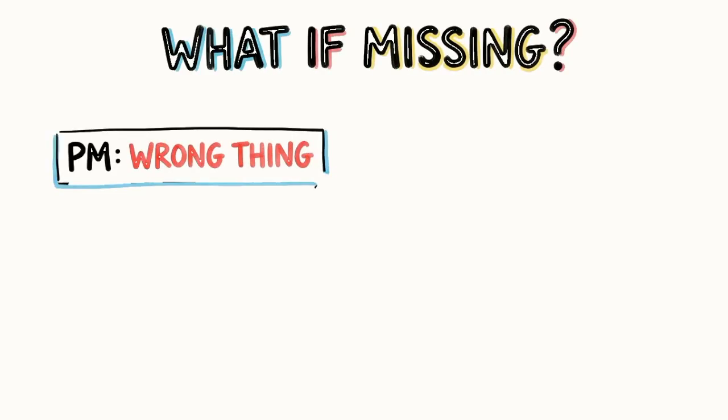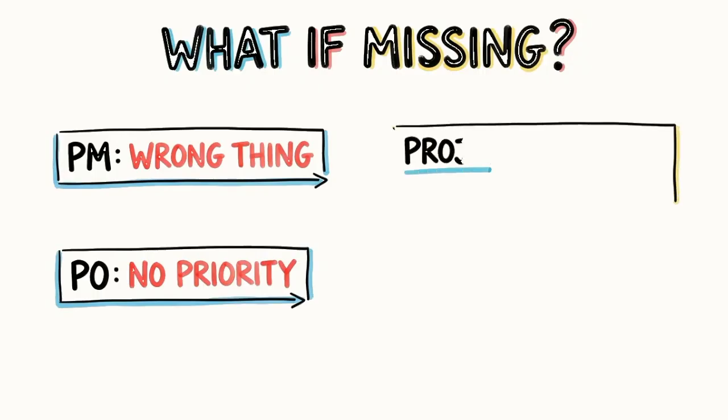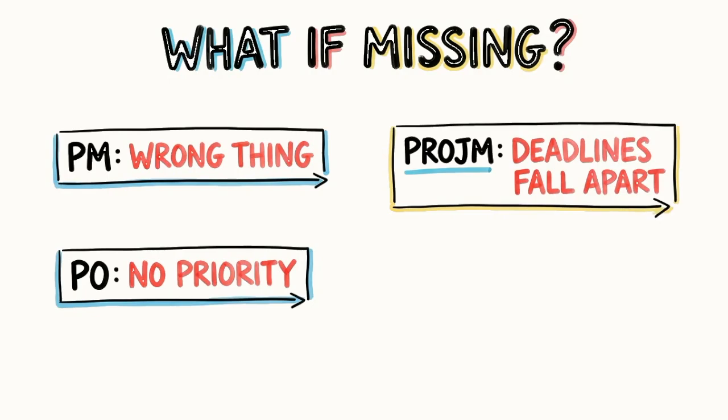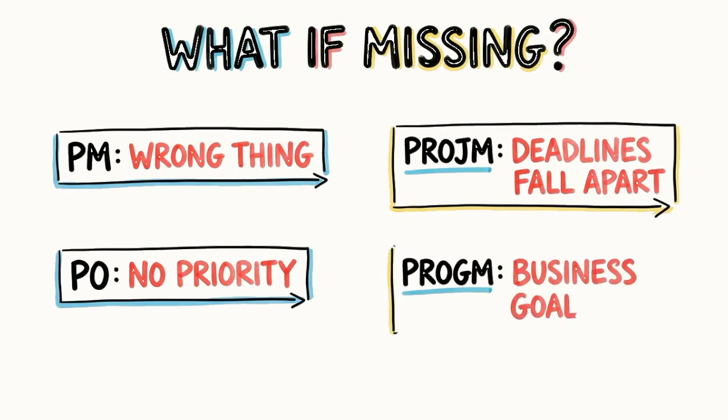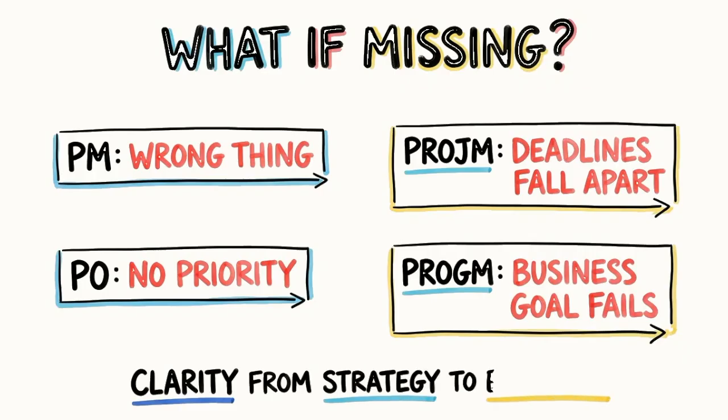So what happens if one of these roles is missing? No product manager, you may build fast but build the wrong thing. No product owner, the team may work hard but without clarity or proper priority. No project manager, the work may start but deadlines, risks, and coordination fall apart. No program manager, projects may succeed individually but the larger business goal fails. Each role solves a different problem, and together they create clarity from strategy to execution.